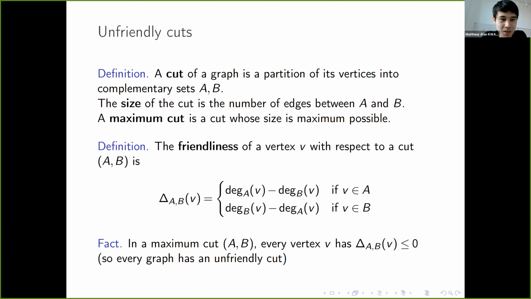I don't want to say too much about motivation and so on. But this max cut parameter is obviously a very important thing in computer science. It's one of the fundamental NP-complete problems. And somehow finding an unfriendly cut is a local version of the max cut problem, which is of theoretical interest in computer science and in statistical physics as well for some reason.